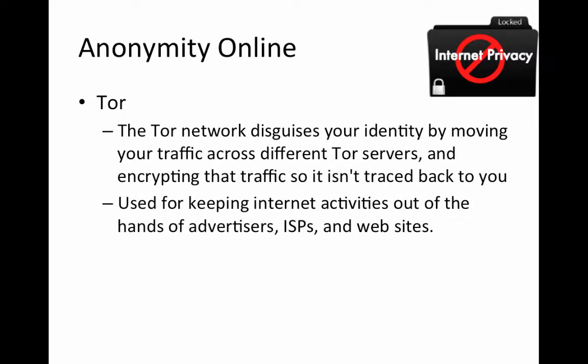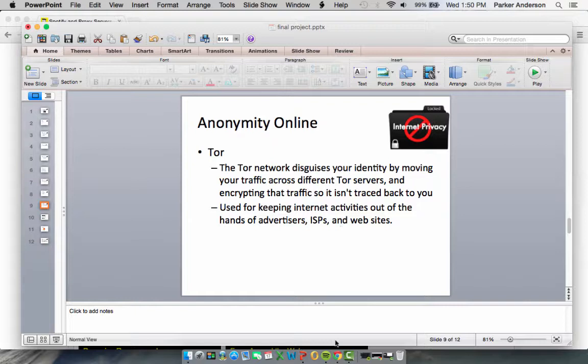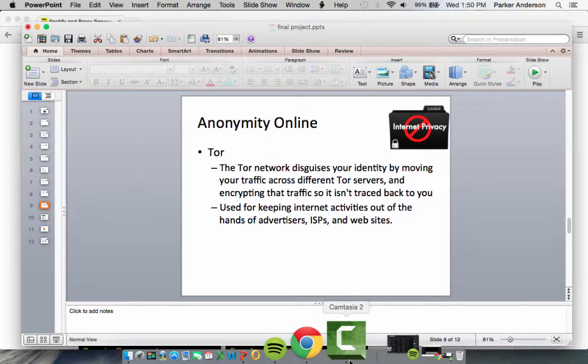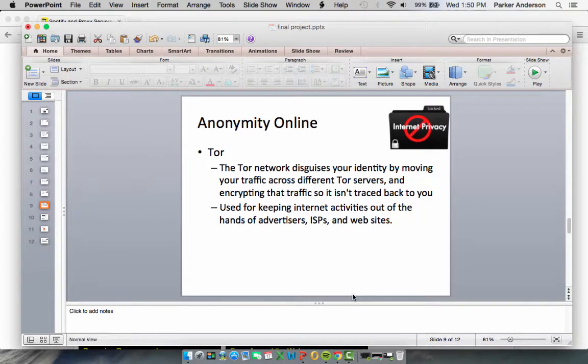So next is Tor, which is another way to be anonymous. The Tor network disguises your identity by moving your traffic across different Tor servers and encrypting that traffic so that it isn't traced back to you. This is used for keeping internet activities out of the hands of advertisers, ISPs, and websites. So again, you're trying to be anonymous online. This program is a good way to stay anonymous. And I will be showing you where to go to download the Tor program right now.